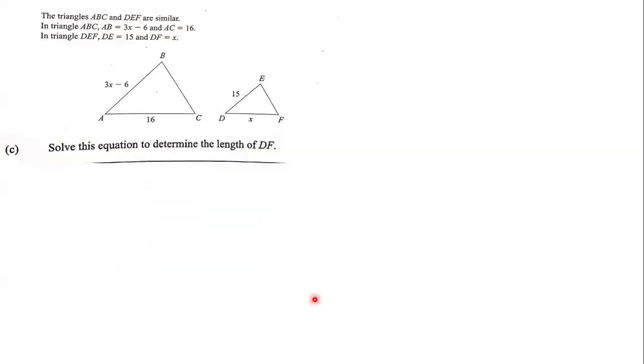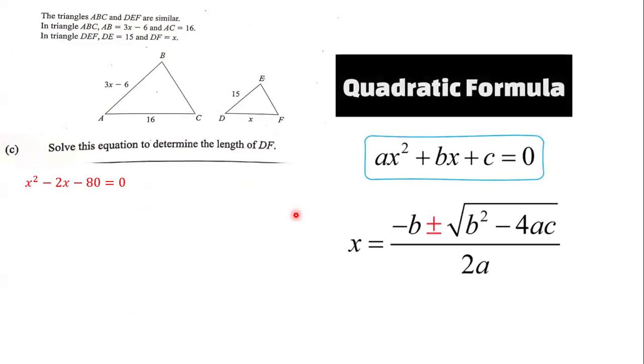Next, it says solve this equation to determine the length DF. And so we're going to solve this equation using the quadratic formula. The general form for a quadratic equation is ax squared plus bx plus c is equal to 0, where a is the coefficient of x squared, b is the coefficient of x, and c is the constant. So in this case, a is equal to 1 because the coefficient of x squared is 1. In other words, the number in front of x squared is 1. So that means that a is equal to 1.